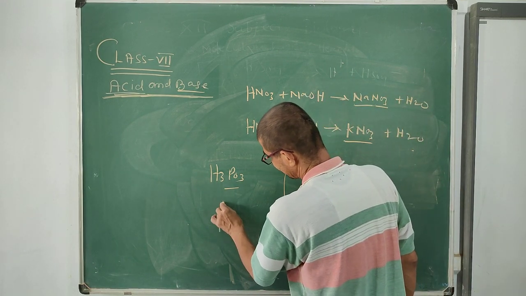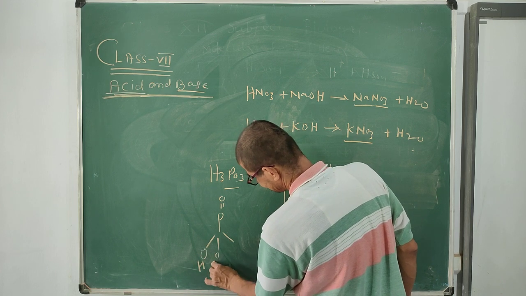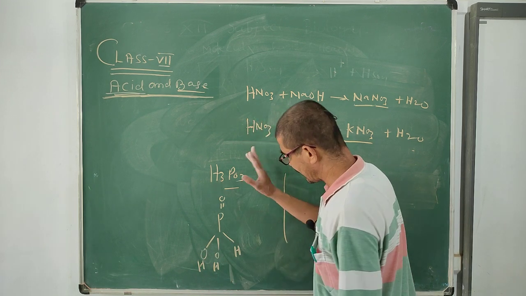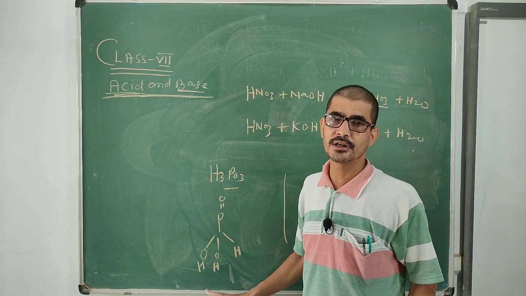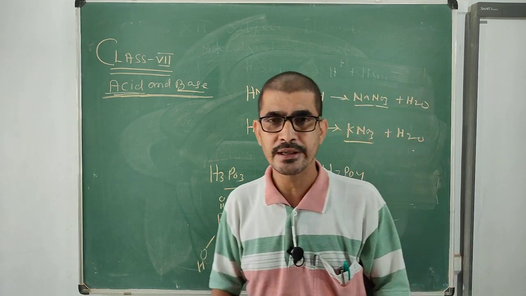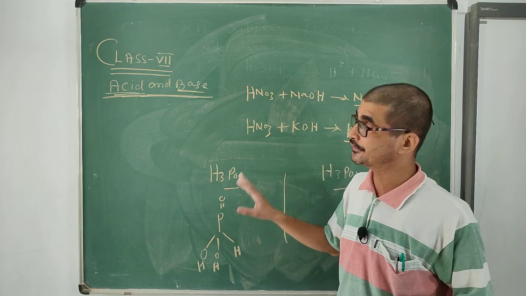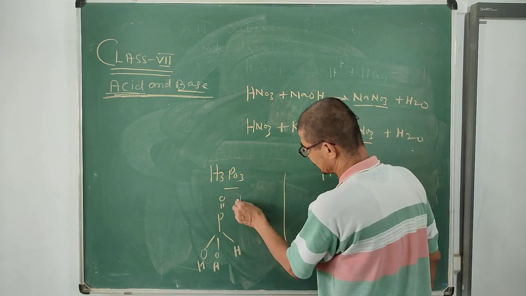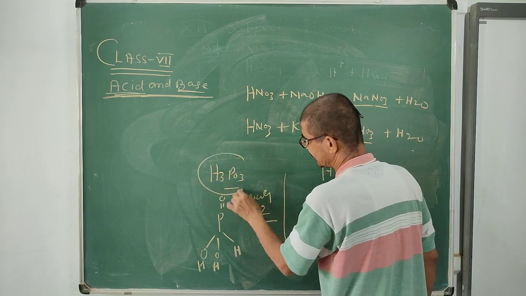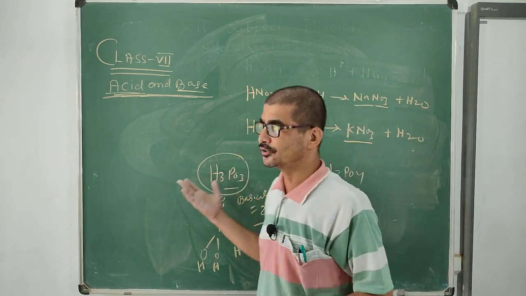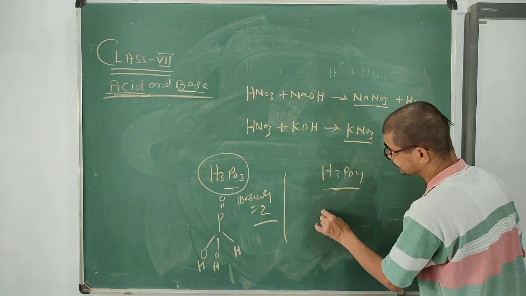In case of phosphorous acid, it has 3 hydrogens, but after writing the structure we can see that only 2 hydrogens are replaceable, because only those hydrogens attached to oxygen are replaceable. It means its basicity is 2. It has 3 hydrogens while its basicity is 2. So it is called a dibasic acid, and similarly it reacts with base to form 2 series of salt.